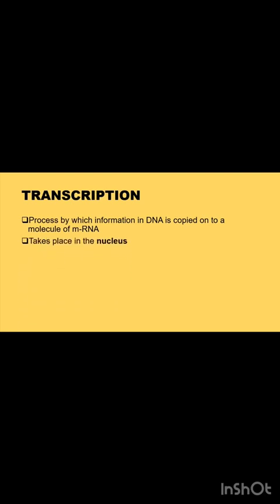The next concept is called the transcription. So what is transcription? Transcription is a process by which information in DNA is copied onto a molecule of mRNA, and this process takes place in the nucleus of a cell. The next concept is called the translation. So what is translation? Translation is a process by which a protein is produced using RNA molecules, the mRNA, the tRNA, as well as the rRNA. This process occurs on the ribosome of the cell inside the cytoplasm.